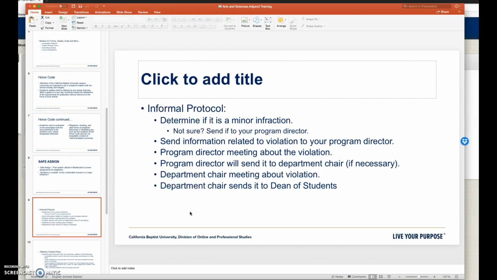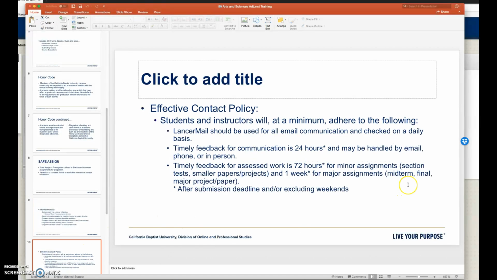But in the meantime, you need to take action. Take a look at it, and if it's not something you clearly have a take on, then just work your way up through the discipline lead, the program director, the chair, and it may wind up with the dean of students.